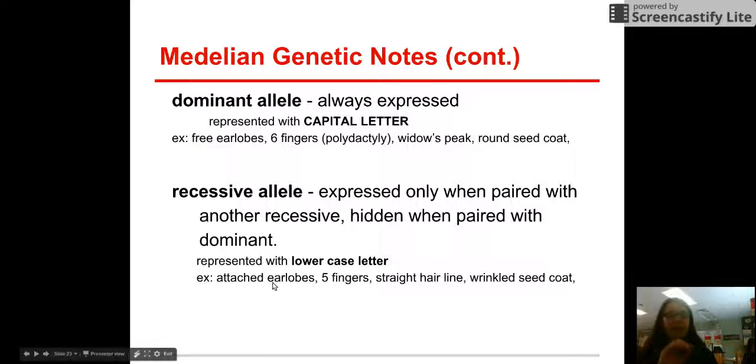Now, in our discussion earlier, at the very beginning of the unit, I probably talked you through a few of these, but attached earlobes are recessive. So you got to have 2 lowercases to get attached earlobes. Having 5 fingers is 2 recessive. So most of us probably have 2 recessives. Having a straight hairline means that you've got 2 recessives. And then having wrinkled seeds in Mendel's peas would have been recessive. So that means all of these guys right here inherited only lowercase letters, no uppercases. Because remember, the uppercase always wins. It's the bully.